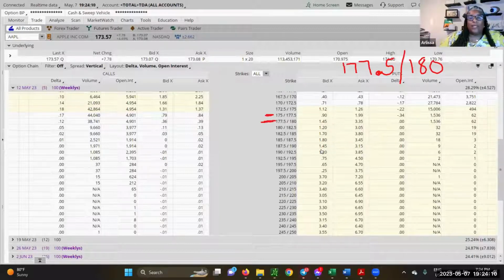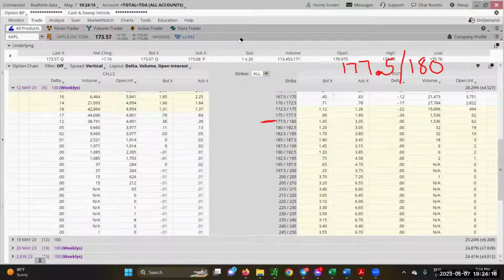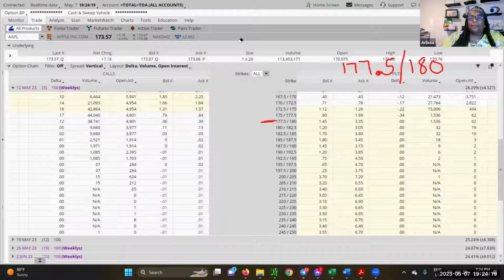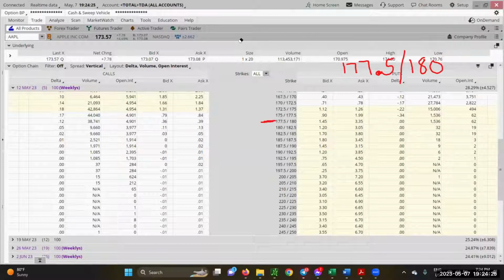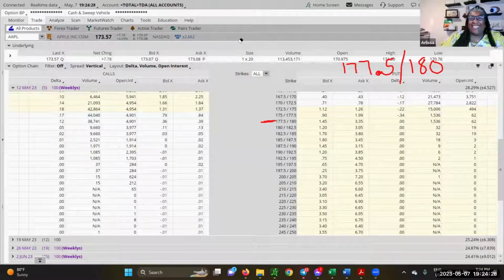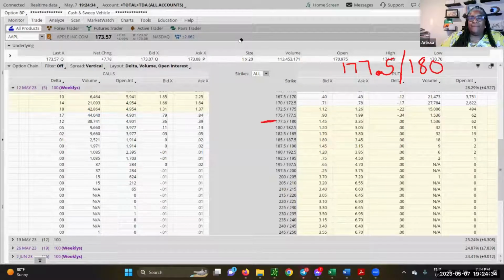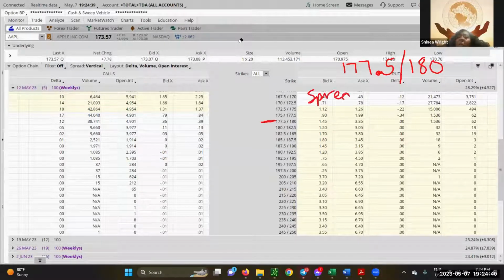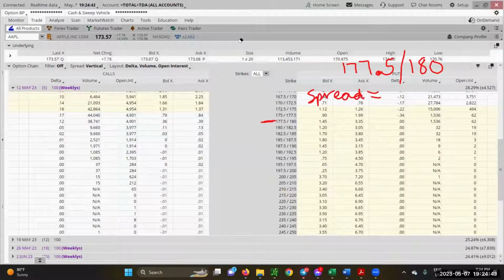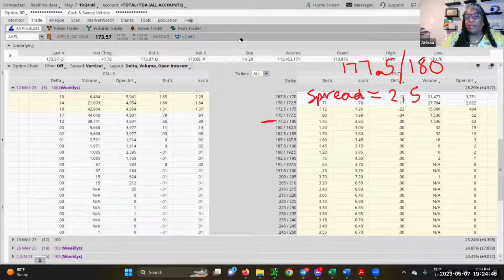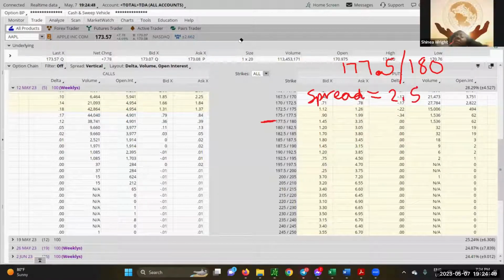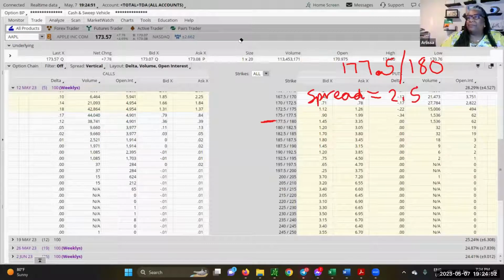All righty. What spread is this? How much? 177.5, 180. That's not 177.5, 178. Oh, crap. Not yet. Don't go there yet. What's the amount of the spread? It's 2.5. You take and subtract 180 minus 177.5. Yep, 2.5. How much money is that?